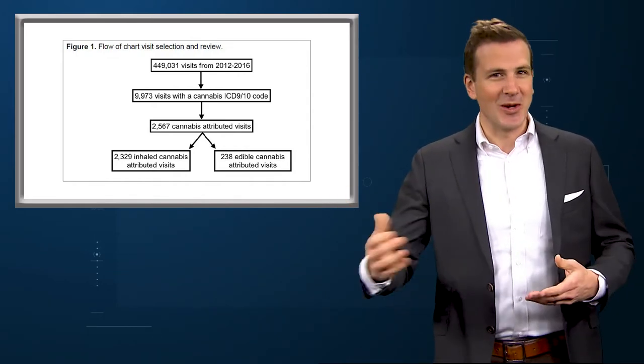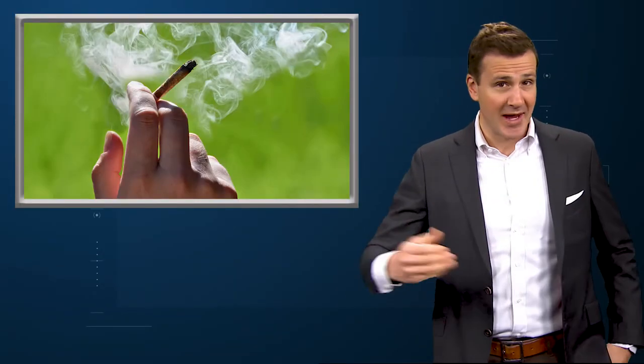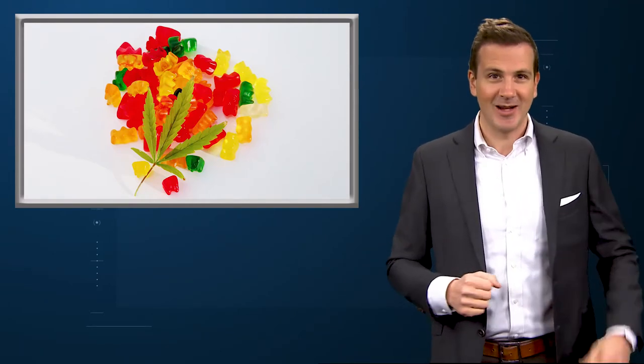Okay, for squares like me, you can get cannabis in a couple of ways. You can smoke the cannabis flowers, this is the standard method, or you can eat food with THC or cannabis baked in, edibles, think pot brownies and pot gummy bears.